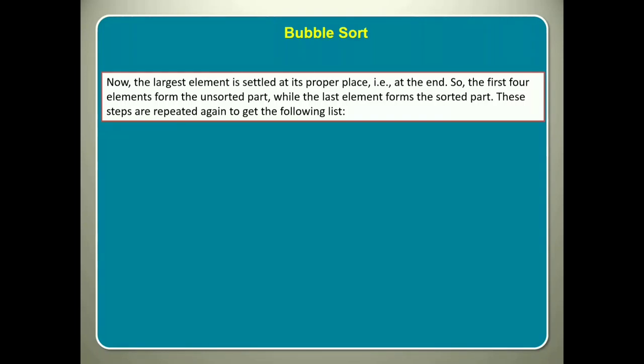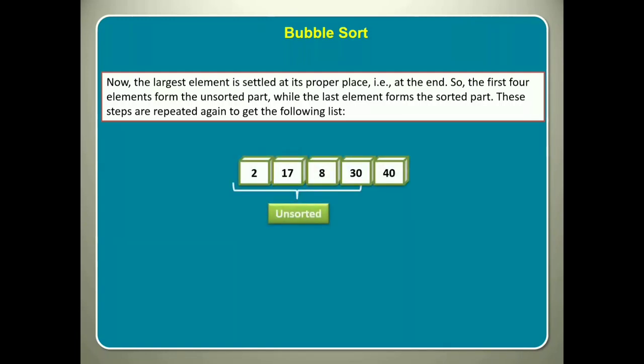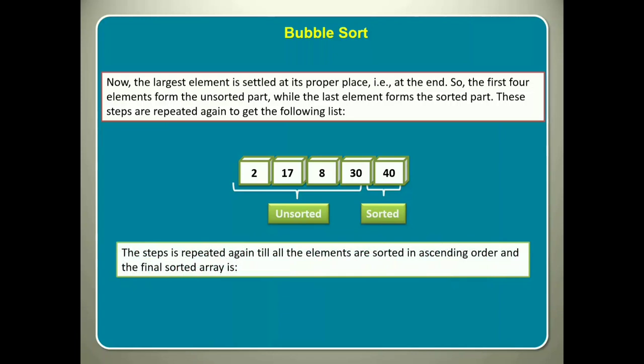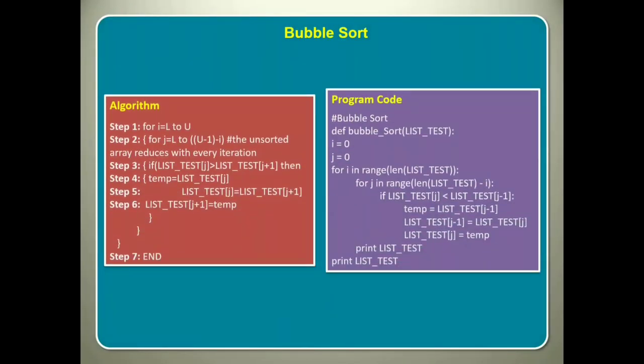These steps are repeated again to get the following list. Unsorted 2, 17, 8, 30. Sorted 40. The steps are repeated again till all the elements are sorted in ascending order and the final sorted array is 2, 8, 17, 30, 40. Algorithm for bubble sort is as follows. Here is a bubble sort program written in Python.